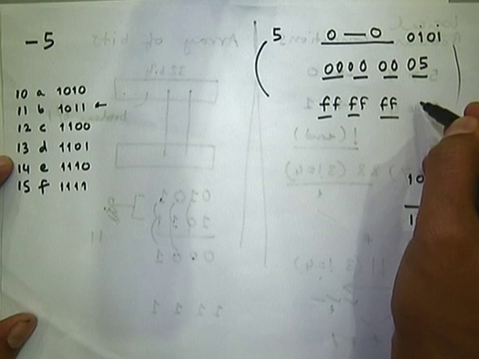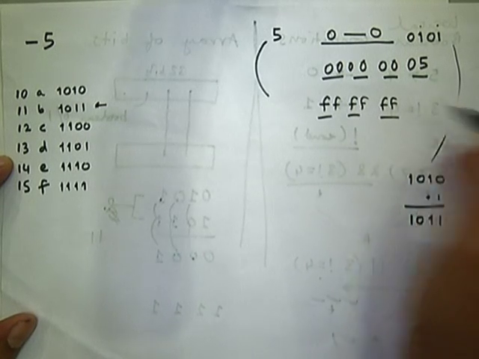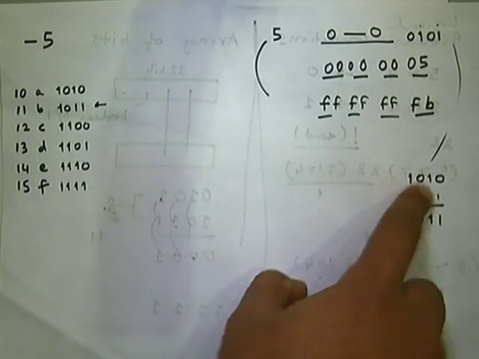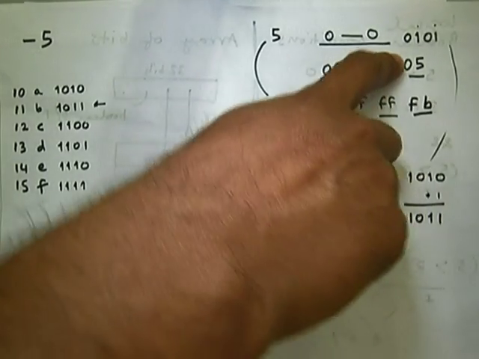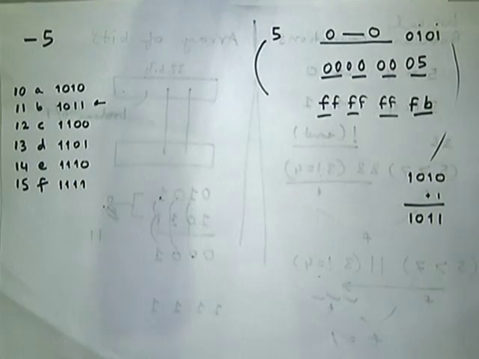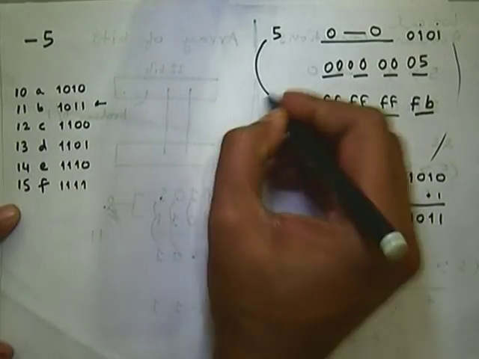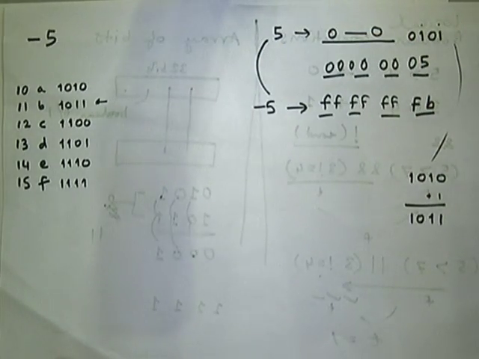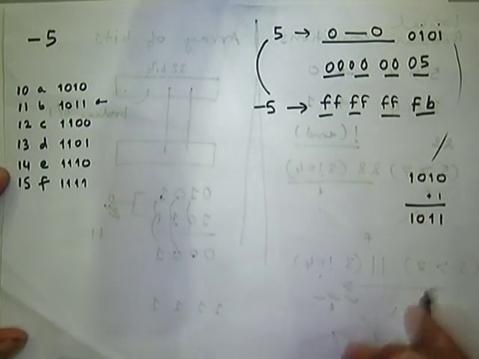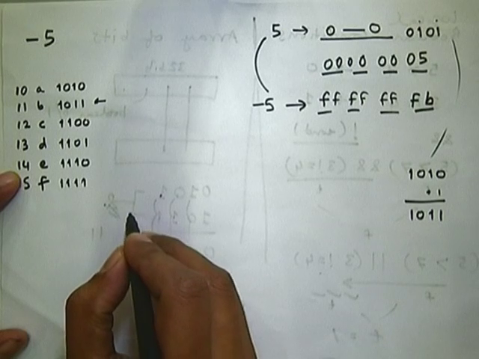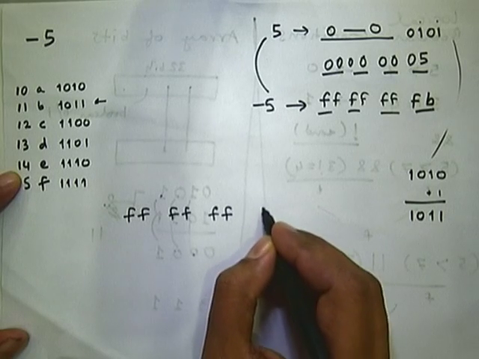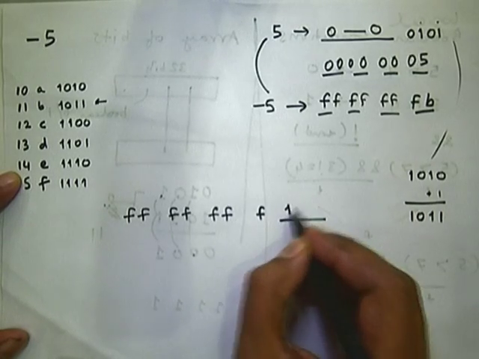So this becomes FB. 5 on switching becomes 1010, plus 1 doesn't overflow. So that first 0 goes to F, the 5 goes to B. So minus 5, the hex code is all F's followed by a B, right? And now let's write it down again in that form. I'll do a hybrid just to shorten the amount of writing I have to do. So this will be F, and then the B part I'll write down as 1011.